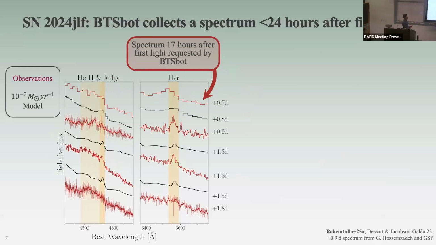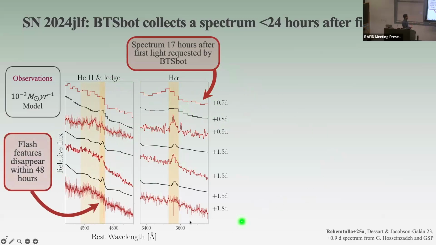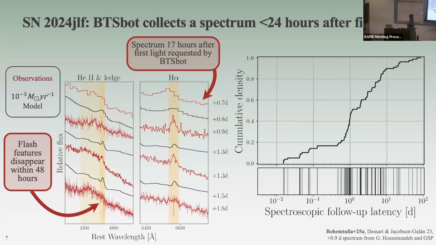Now, what's really turned out beautifully here is that the flash features disappeared after just 48 hours. So in this 1.8-day spectrum we obtained, you can no longer see these narrow emission features. So if you think about the typical latency that I said we usually have, about 1 day, if you add that to our discovery epoch, you're at a point where you're no longer seeing the flash. And so if we had the typical latencies, if we didn't have BTS-Bot in this case, we would have probably entirely missed the flash and not been able to learn nearly as much about the supernova or the star that created it.